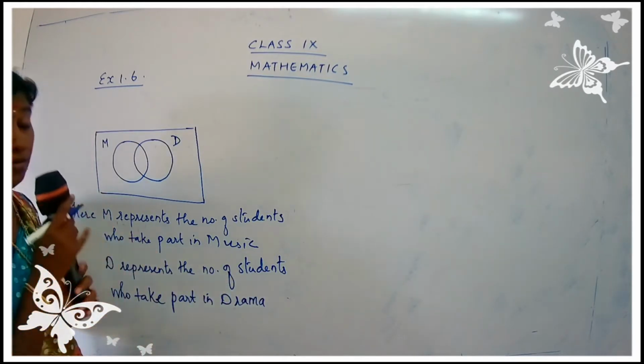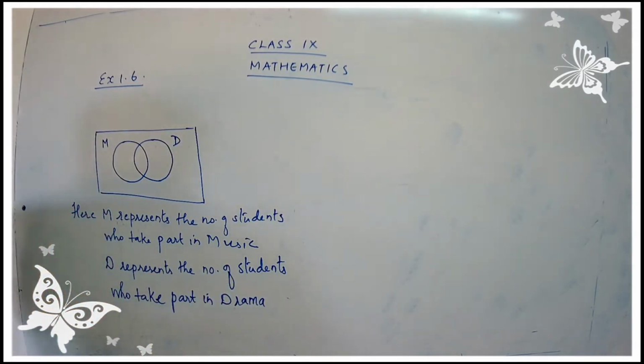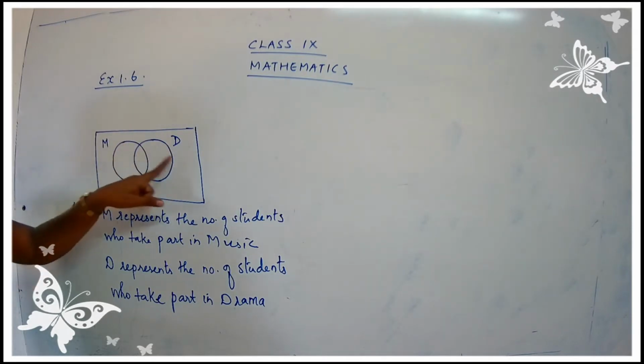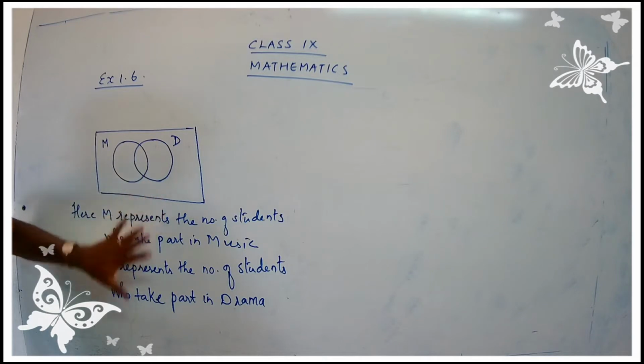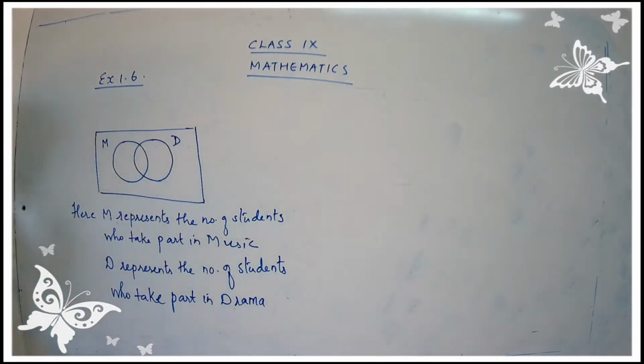So we have to explain the sets. Like I have taken M and I have taken D. So you have to explain what is M and what is D. What is M here? M is the number of children who take part in music, and D is the number of children who take part in drama. So just get ready with your Venn diagram. Just put your M and D. M is for music, D is for drama. Now we have to fill in the details over here. Just complete the work till here, children. Get ready with your work.